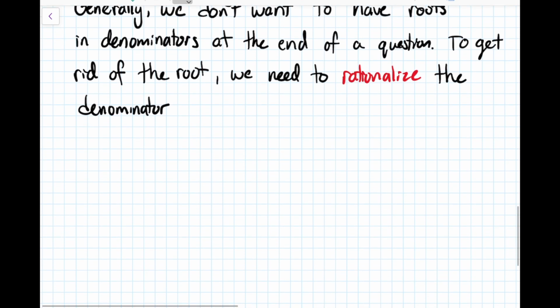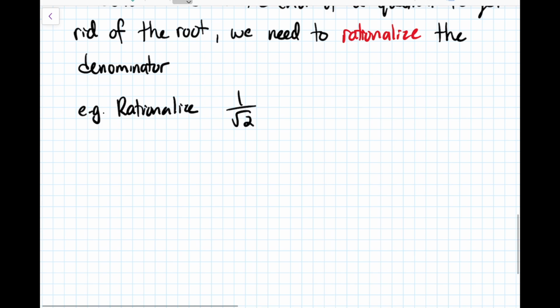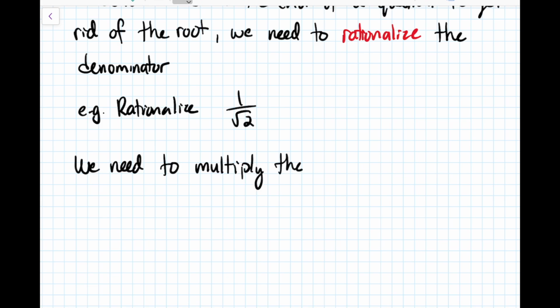So let's start with about the easiest one I can give you. We want to rationalize 1 over root 2. The way we do that is we're going to multiply this, kind of like getting common denominators, same sort of idea. So we need to multiply the numerator and the denominator by something specific that's going to cancel out that root.